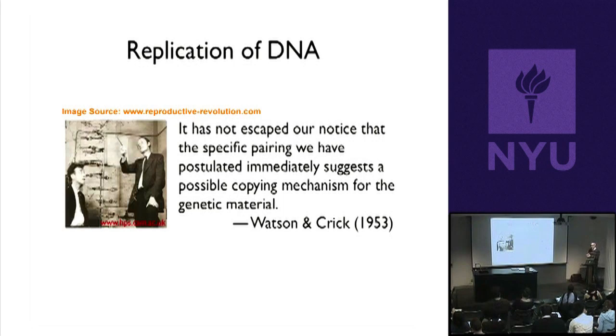And so this is what Watson and Crick had to say about it in their paper where they reported the structure. "It has not escaped our notice that the specific pairing we have postulated immediately suggests a possible copying mechanism for the genetic material." So what do you think they were thinking?